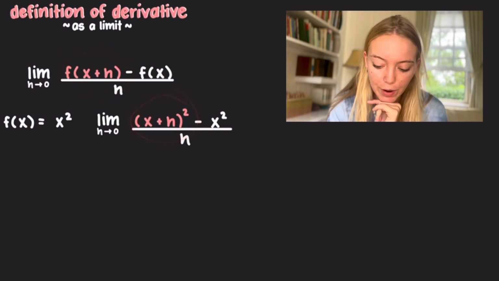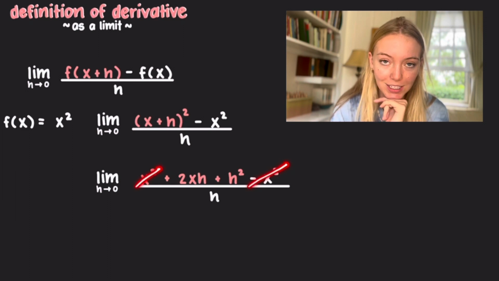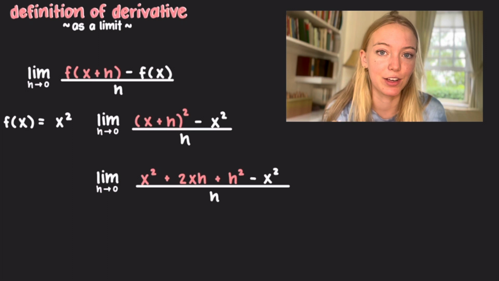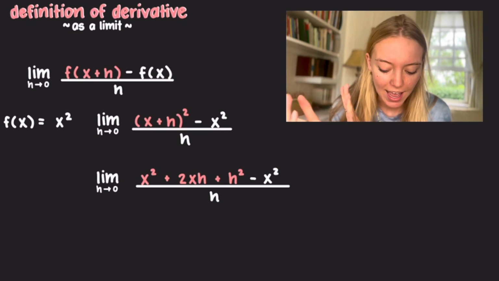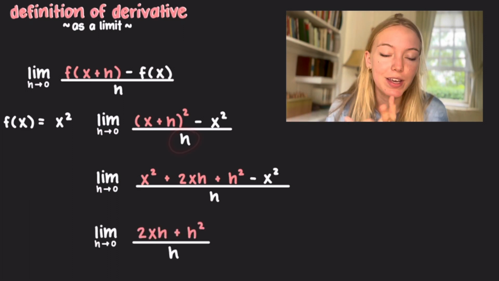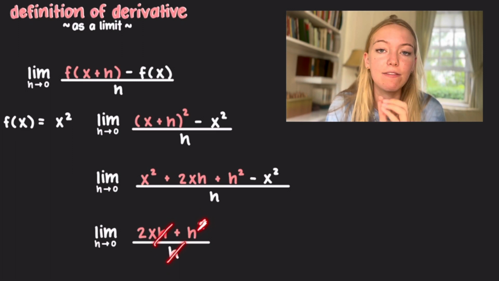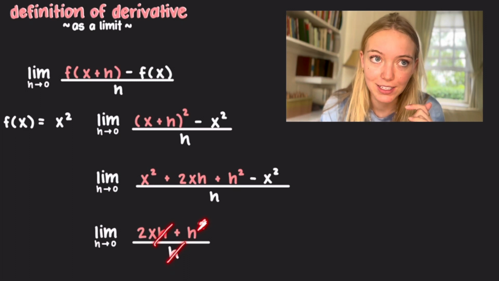If we FOIL this out, we know that we're doing this right because this white is going to cancel out with this pink x squared here. This is going to happen in every single one of your problems on your tests. And if it doesn't, you FOILed wrong, you simplified wrong. We cannot have 0 in the denominator. So this h is going to have to cancel out of the denominator. And if the h doesn't cancel out, again, you simplified wrong, you did something wrong.